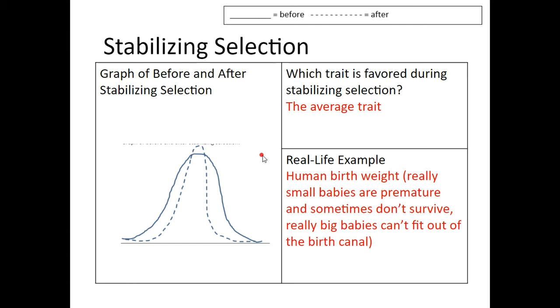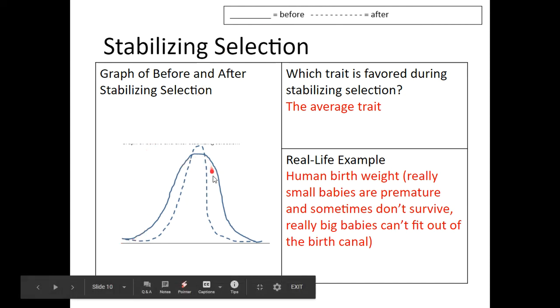So on your paper, on the left-hand side, it says graph, right? We need to create a graph of the before and after stabilizing selection. So what we're going to do is, with our pencil, draw a straight line right here, like this. And then after is going to be a dotted line. My dotted line is basically just going to be thinner, and it is taller than my before line. So this is what we're going to graph in our notebook.